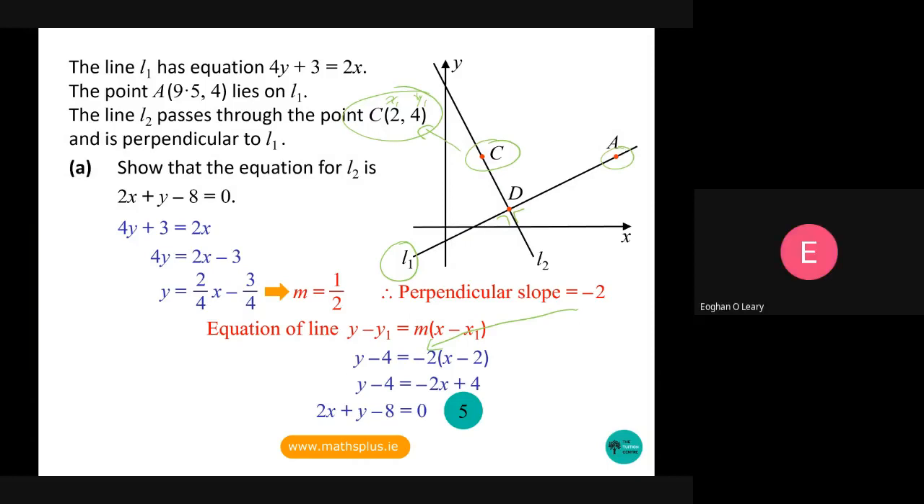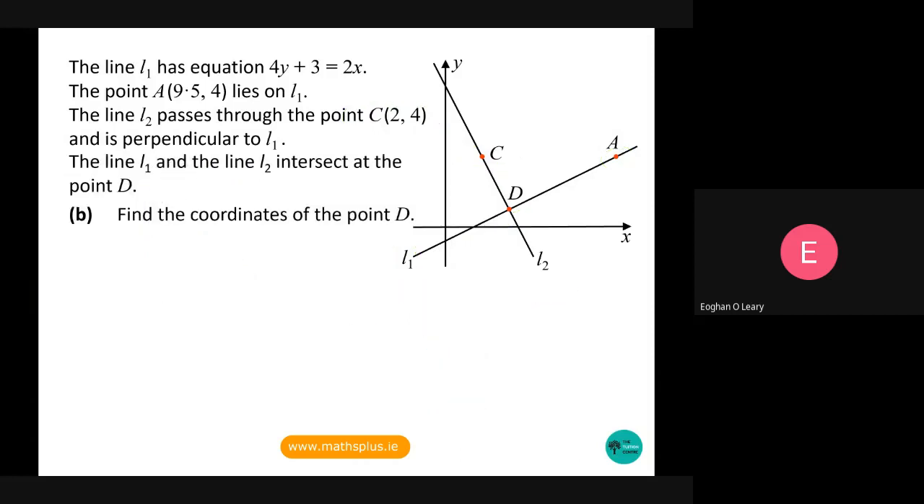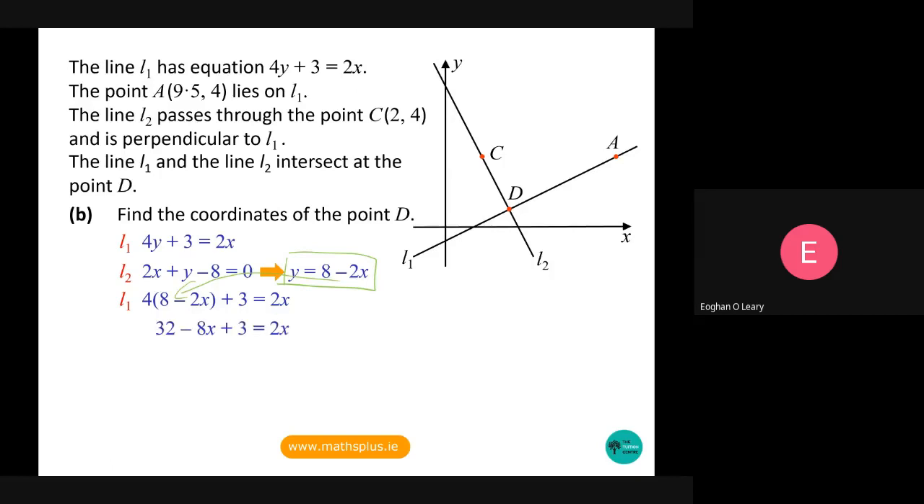So hopefully we got the 5 marks, but even if we didn't, of course, we're given the equation for L2 so we can continue on. We can see that the point D is the point of intersection between L1 and L2. This is back to junior cert, where you say, oh yeah, simultaneous equations. You could do it in a couple of different ways, but one way is the substitution method, where I've isolated y. y is equal to 8 minus 2x, that's from L2, and I'm subbing that in for y into L1. I simplify it down. I have 35 is equal to 10x. x is 3.5.